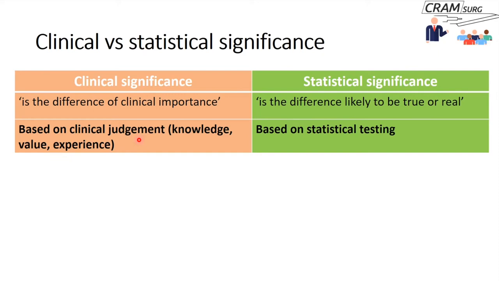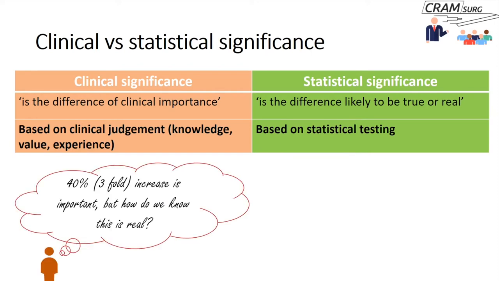So you decide what is clinically important for you to recognize as something positive, and then to accept the results and incorporate them in your practice. Whereas statistical significance has to be based on statistical testing and statistical methods. So you might say that we've seen a 40% increase in infection rates in smokers, which is a threefold increase. But the question is, how do we know this is real?